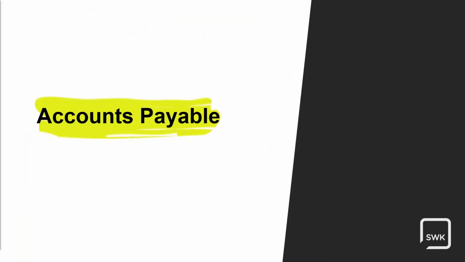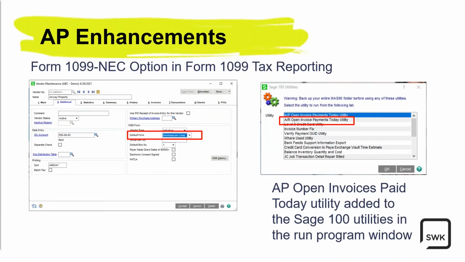Let's talk about what's changed in accounts payable. Couple things. Form 1099 NEC is now accommodated in the embedded 1099 reporting by choosing a default form, non-employee compensation, and vendor maintenance on the additional tab. This was available in, let's say, 2020 version at the beginning of this year and a few other older versions, but we had to apply an update for that, and now it's part of the ongoing program.